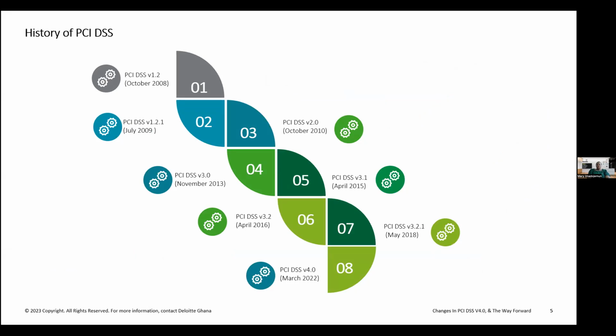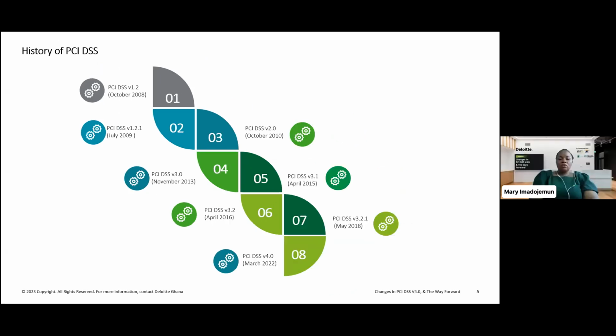Over the years, PCI DSS versions and standards have transitioned. So I'm going to take you through the history of PCI DSS from version 1 up to the latest version. In October 2008, we had the first version released as version 1.2. Thereafter, just within a year, we had the second version, which is version 1.2.1, released in 2009. The third one was released in October 2010, version 2.